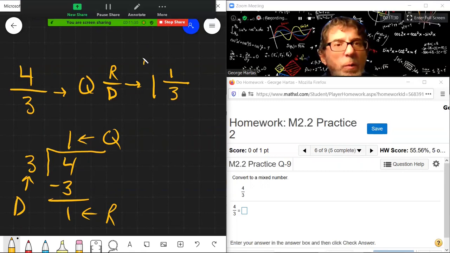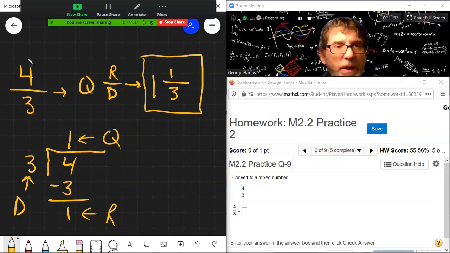And there it is, 1 1/3. 4 thirds as an improper fraction is the same as 1 1/3 as a mixed number. Again, you can multiply this back as a quick check. 3 times 1 is 3. 3 plus 1 is 4 over 3. Oh yeah, we got that. That's our original number, so these are equivalent.